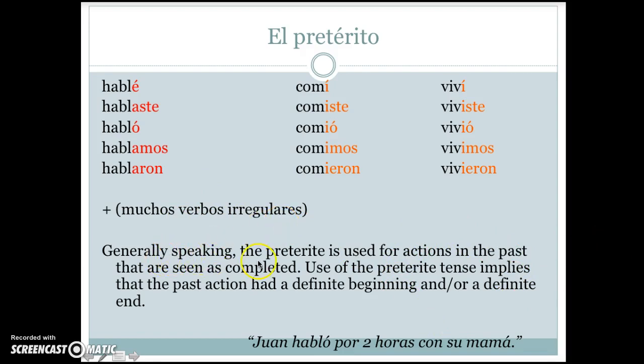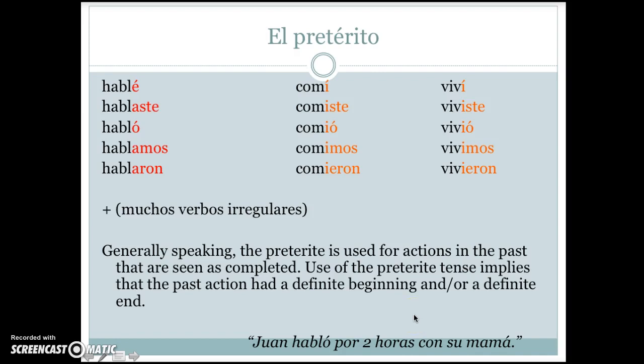So again, here we have that the preterite is used for actions in the past that are seen as completed. Use of the preterite tense implies that the past action had a definite beginning and or a definite end. So we have this example. Juan habló por 2 horas con su mamá. If that event occurred over 2 hours, we know when it started, we know when it stopped.